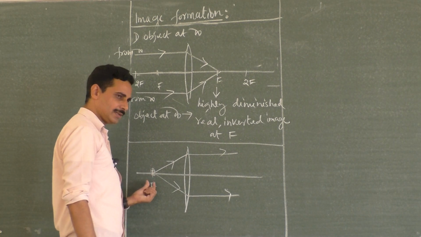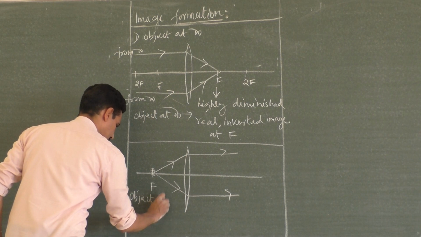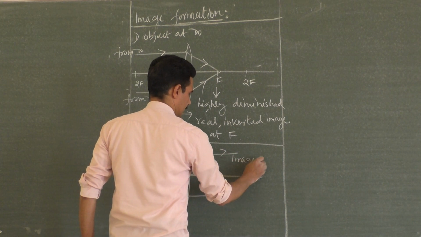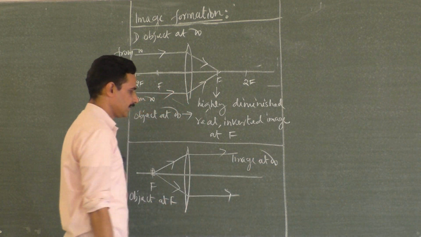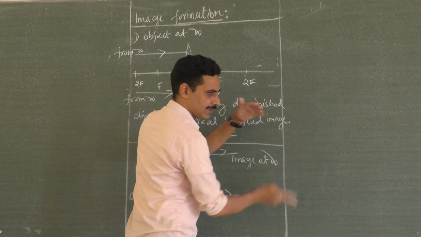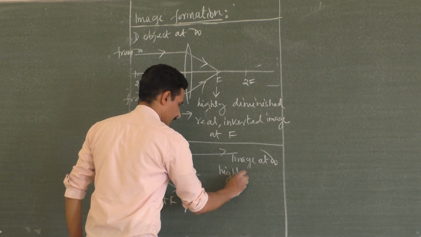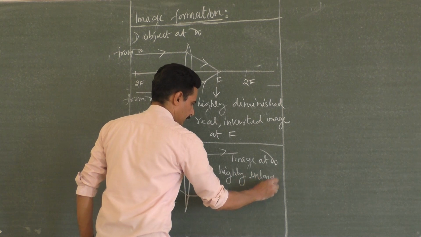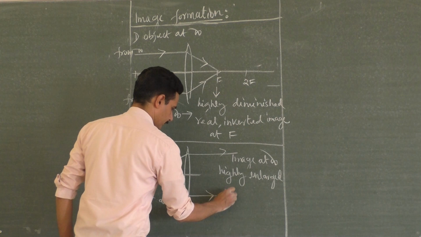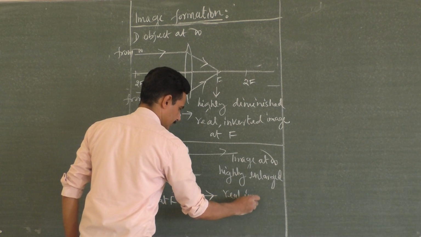So if the object is at focus, object at f, what about the image? Image at infinity. The image is at infinity, and what type of image? These rays may meet at a very, very large distance, and they will form a highly enlarged, real, inverted image.